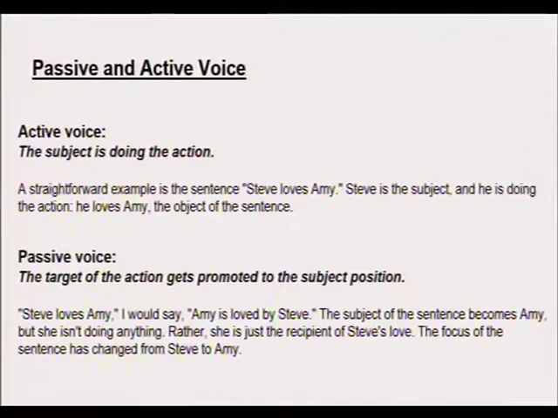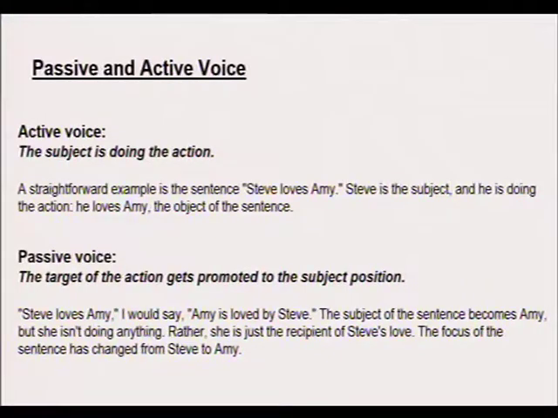Then passive and active voice. You need to know clearly the differences when a sentence is written passively or actively. For active voice, the subject is doing the action. A straightforward example in the sentence, Steve loves Amy. Steve is the subject and he is doing the action. He loves Amy, the object of the sentence. So it's as it's happening because it's active, it's happening now.